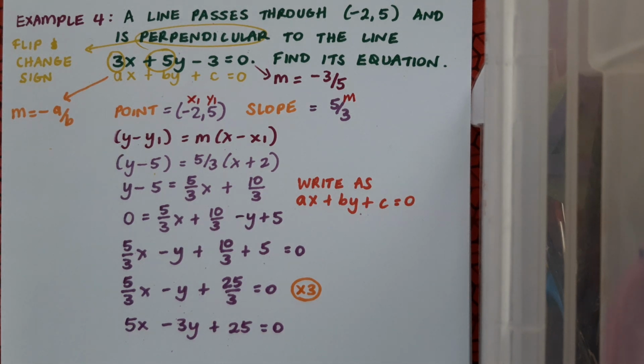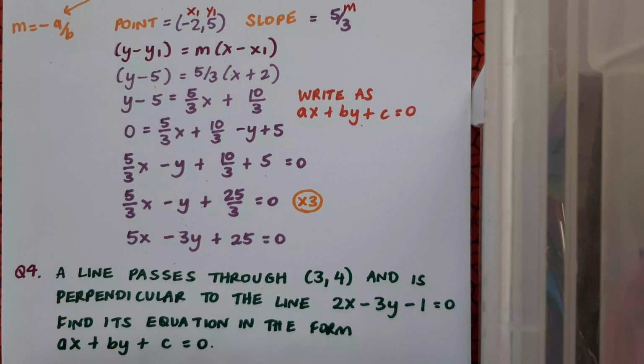Okay, so last question, one for you. So your question is that a line passes through the point 3, 4 and is perpendicular to the line 2x minus 3y minus 1 equals 0. We want to find its equation in the form ax plus by plus c equals 0. Pause the video here while you do this, and then play and see if you're correct.